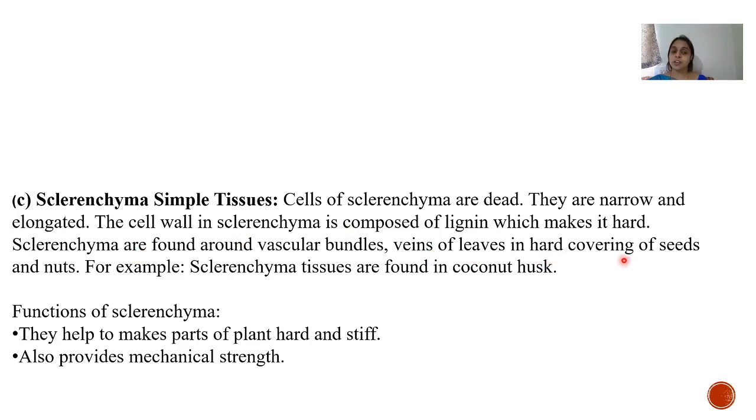Also in the hard covering of seeds and nuts. So these are the locations wherever you can see sclerenchyma. For example, sclerenchyma tissue is found in coconut husk. So which tissue is found in coconut husk? It is sclerenchyma. Coming to the functions, as we said, it is dead, so you can just predict the answers. It provides mechanical strength and makes the plant body very hard and stiff.